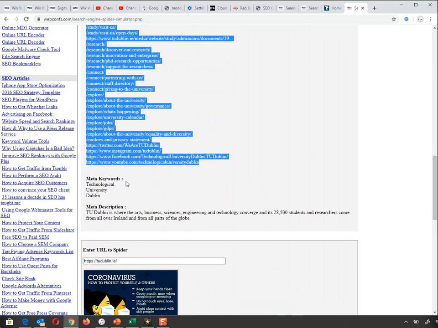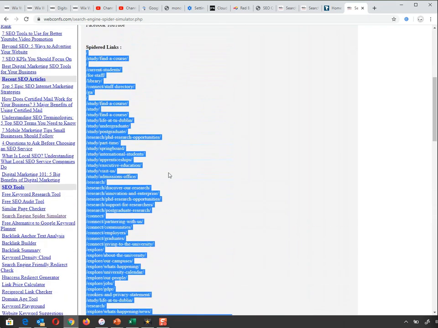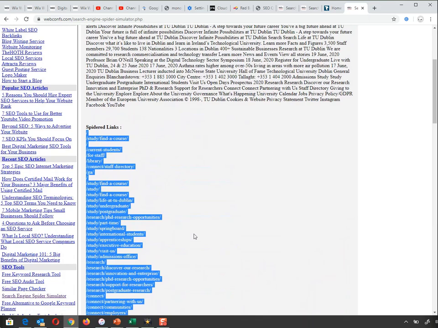Then we see meta keywords and we see meta description. Okay, they're the things that search engines see that humans normally don't see. But you can see there's a lot of information that it is capturing and gathering.